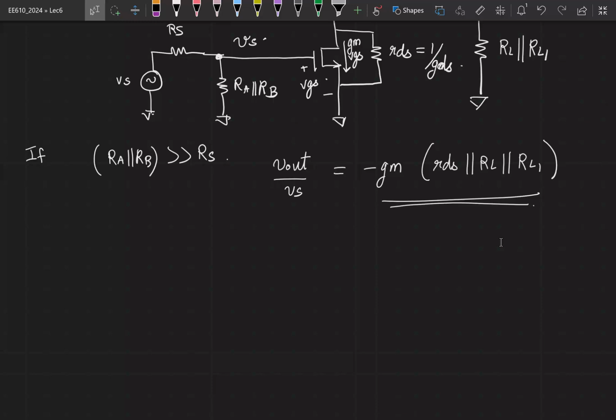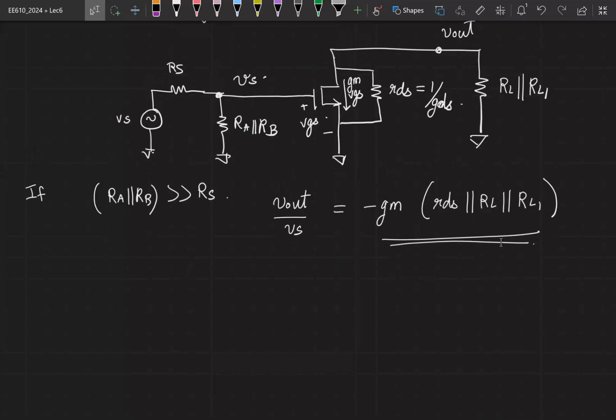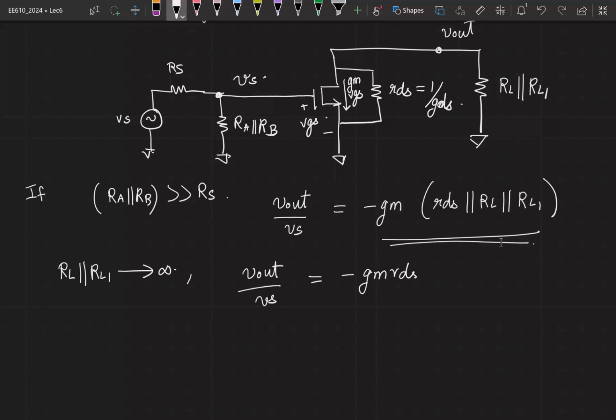I want to maximize the gain. Do I make the load resistor high or low? I have to make it high, right? Let's say I make RL parallel RL1 to infinity. Assume that we figured out some method to make sure the transistor still remains in saturation, and we made RL parallel RL1 to infinity. This is the best possible scenario I can have, right? In this case, what is the gain of the transistor? This is equal to minus GM RDS, right?